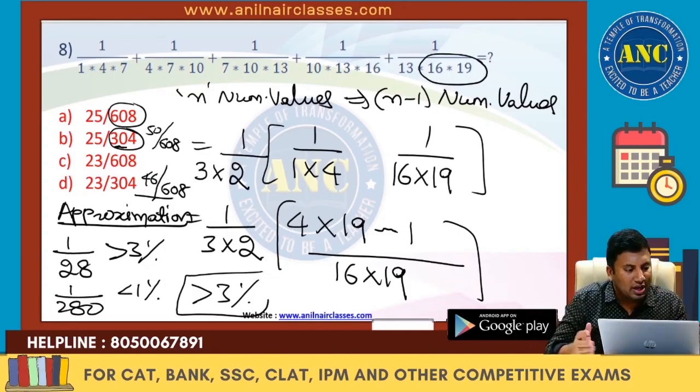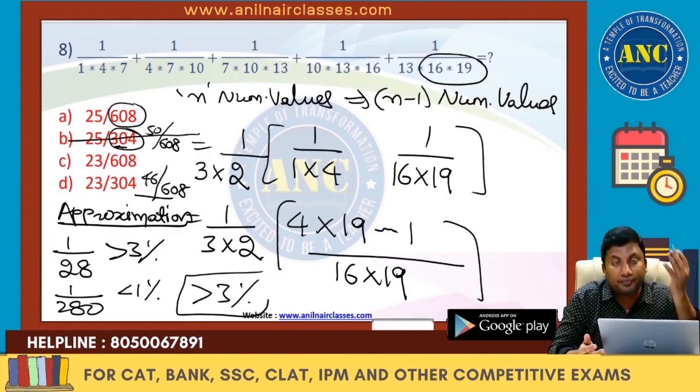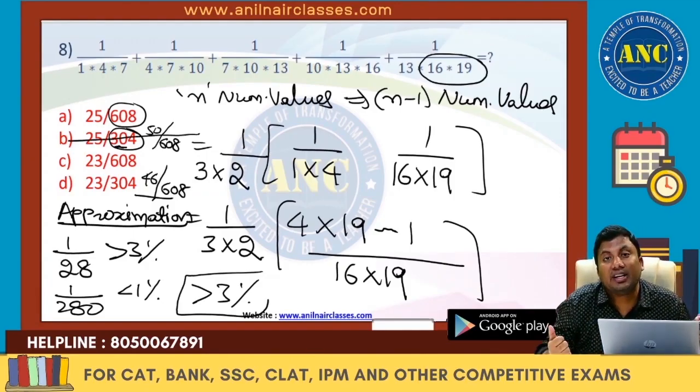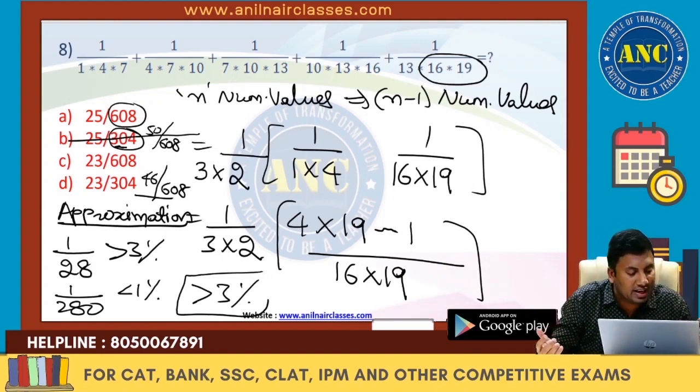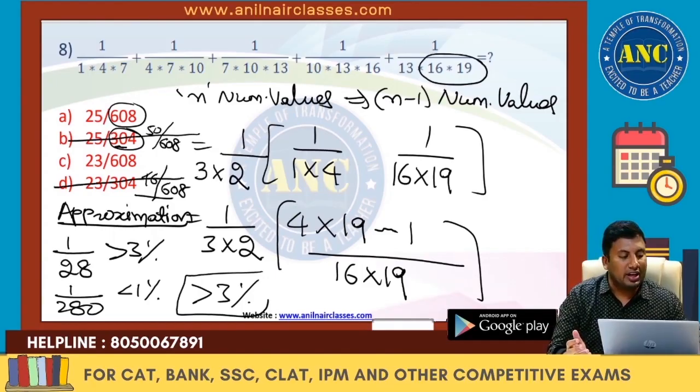Now if you see 25 by 608, 1% of 608 is 6. 6 8s are 48. It is greater than 8%. This is also greater than 7%. This is nothing but 4 point some, 6 4s are 24. Around 3 to 4 the value is getting oscillated. It is greater than 4.